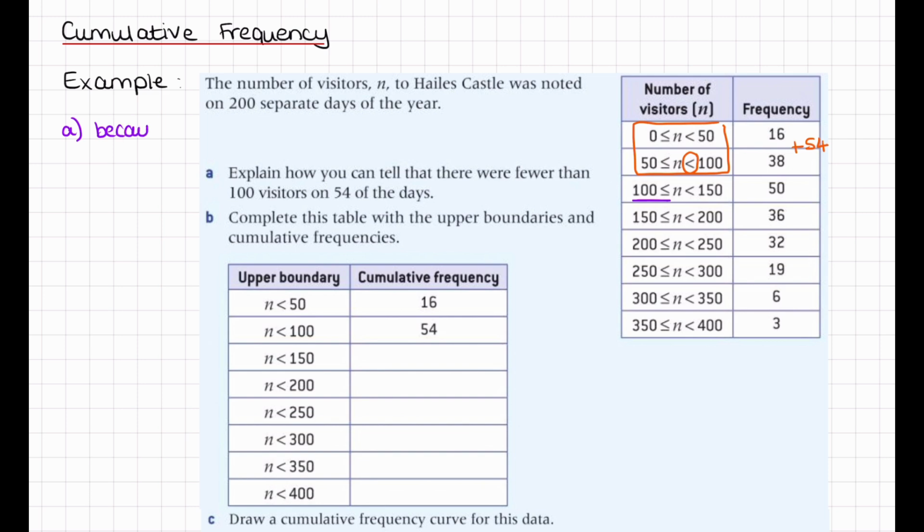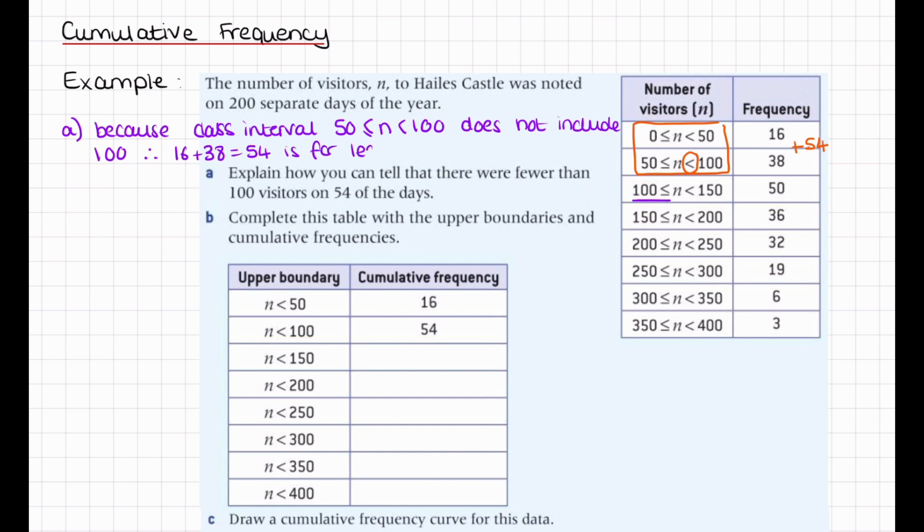And we'll put something like, because the class interval 50 to 100 does not include 100. Therefore, the 16 plus 38, which equals 54, is for less than 100 visitors. Right, part B, complete the table.